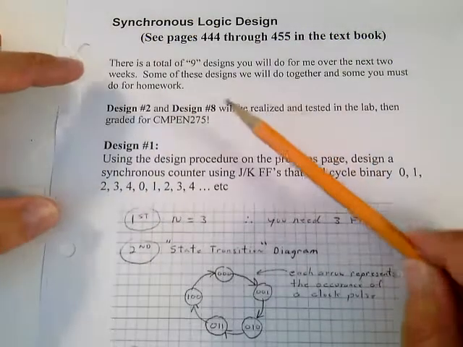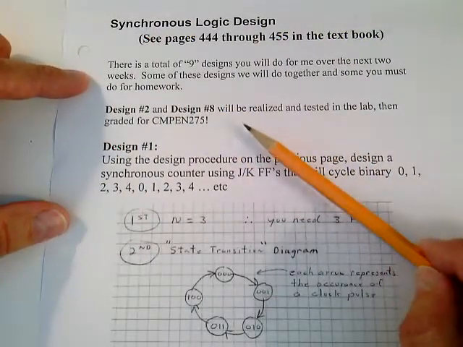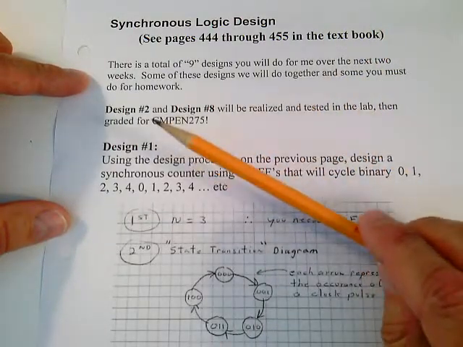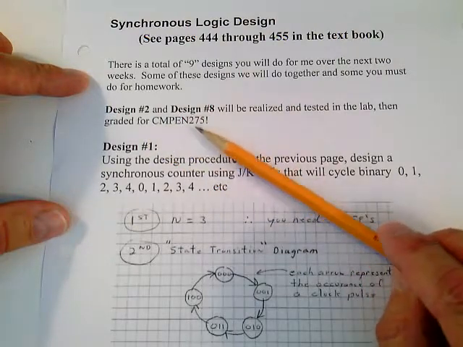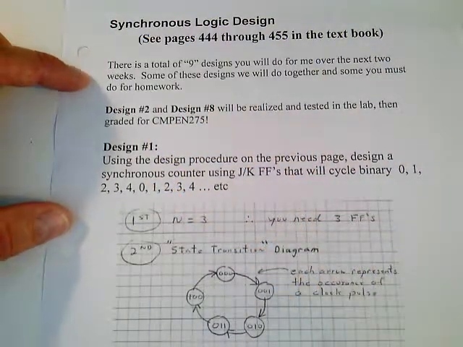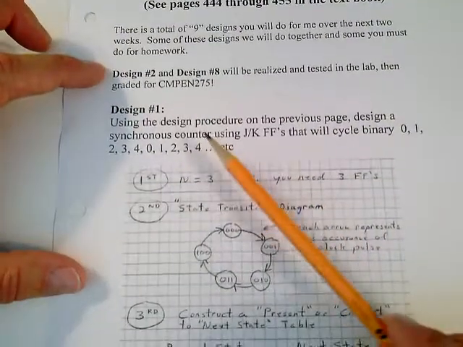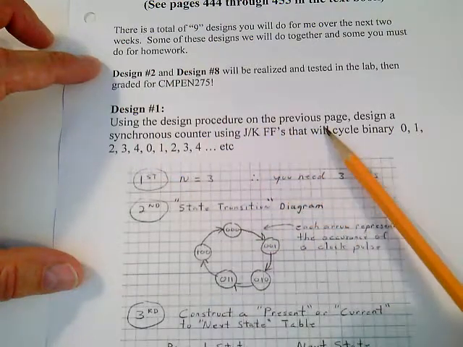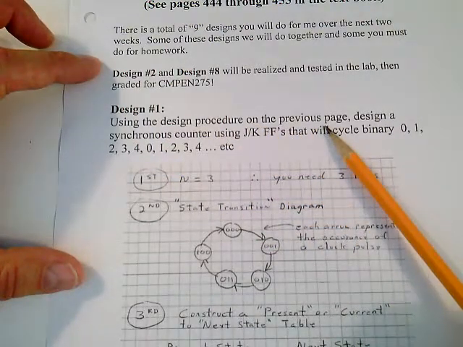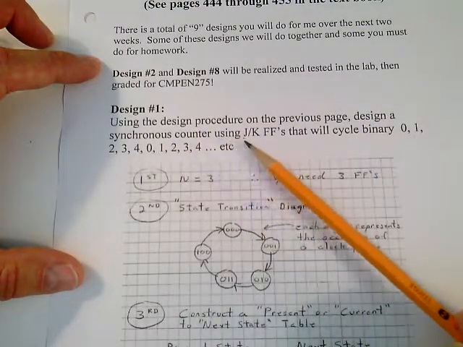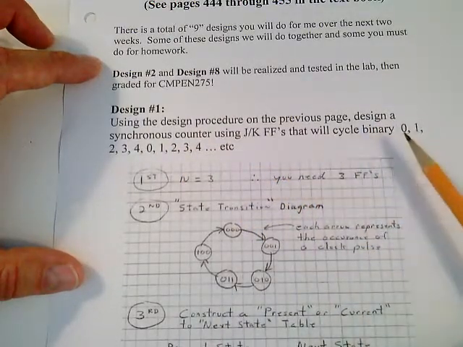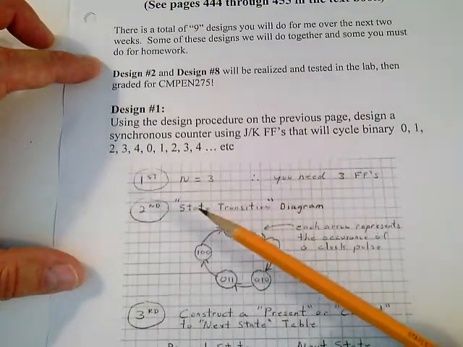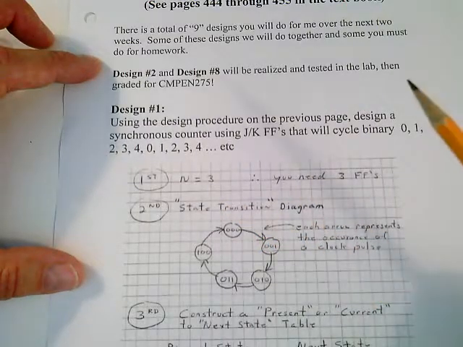Design number 2 and design number 8 out of the 9 designs, you'll be building them and testing them in the lab. And then I'm going to use that as a component for your grade in the 275 class. Here's the first design. The specification, my simple specification says, using the design procedure on the previous page, that's on page 210, design a synchronous counter using JK flip-flops that will cycle binary 0, 1, 2, 3, 4, and then repeat 0, 1, 2, 3, 4, and so forth.